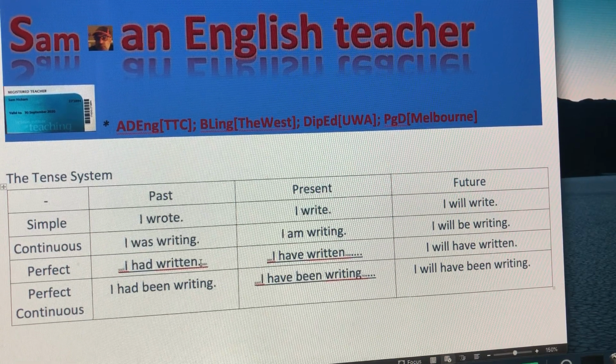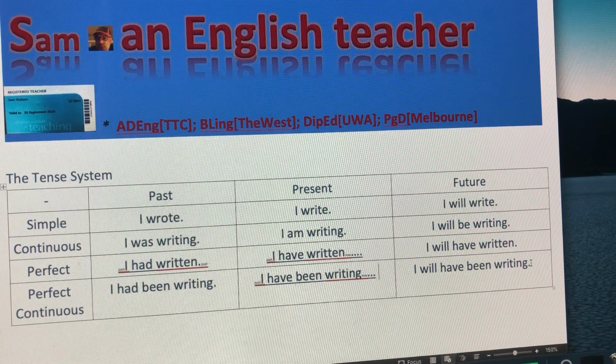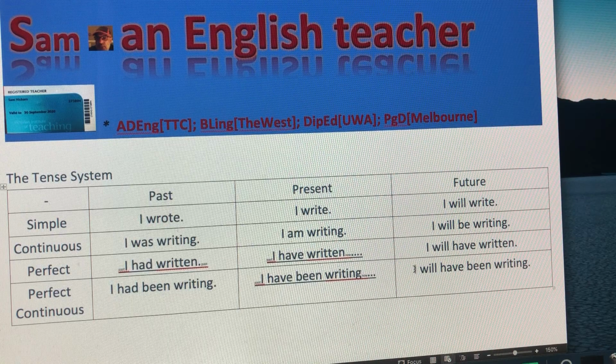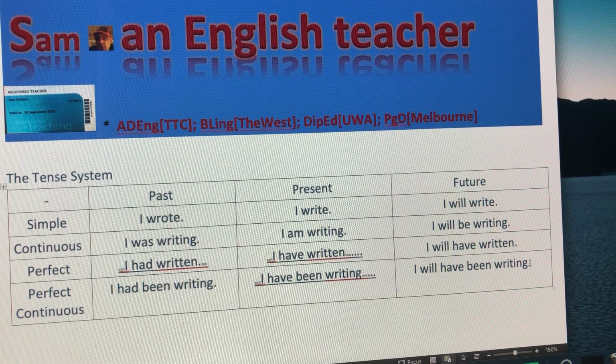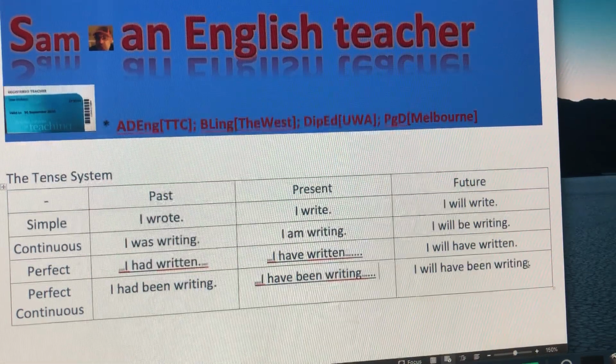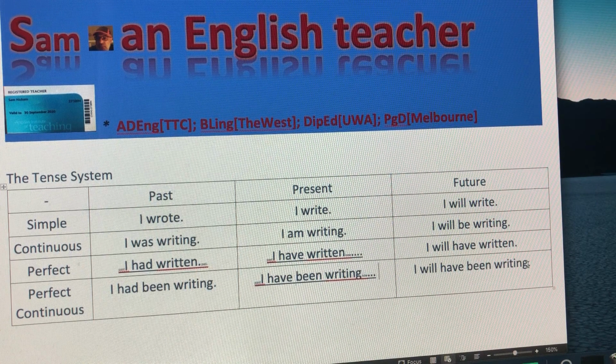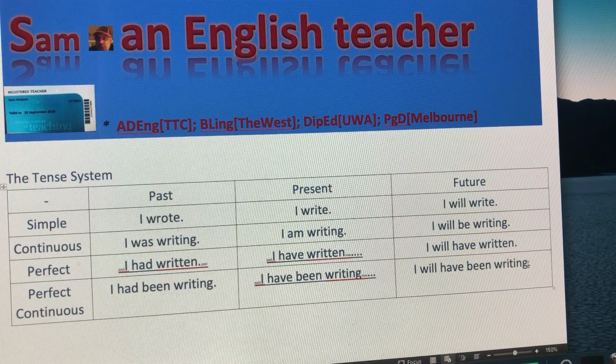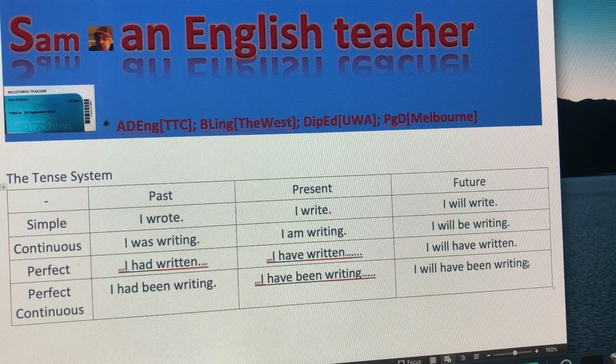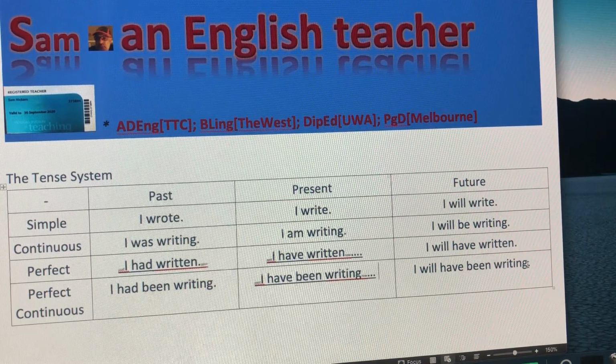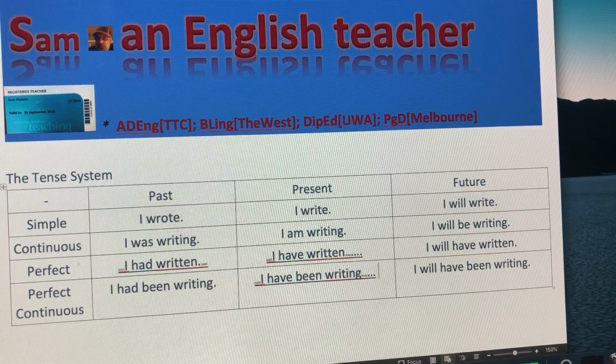Okay, here we go. We move on to this one. I will have been writing. It means over a period of time, whether I started in the past or now, I will be finishing by the 31st of December 2021, and I will have done the writing more continuously than future perfect. This is called future perfect continuous.